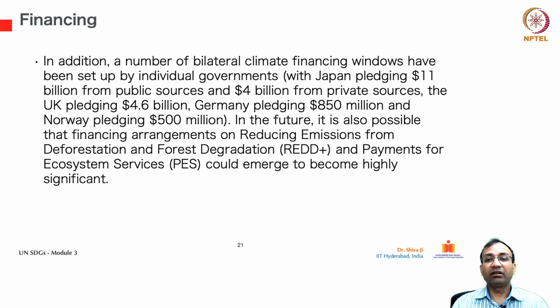Further, in addition, a number of bilateral climate financing windows have been set up by individual governments, with Japan pledging $11 billion from public sources and $4 billion from private sources, the UK pledging $4.6 billion, Germany pledging $850 million, and Norway pledging $500 million. In the future, it is also possible that financing arrangements on reducing emissions from deforestation and forest degradation and payments for ecosystem services could emerge to become highly significant.